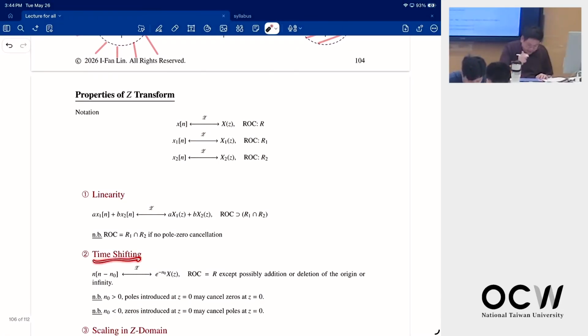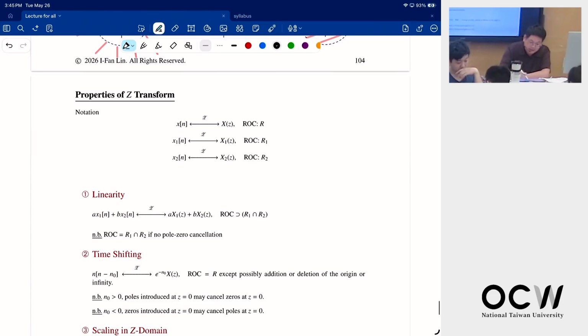And then time shifting. If I shift in the time domain by n naught, what happens? The magnitude is the same, I just have a phase shift. So the region of convergence is still R, but we may have additional deletion of the origin or infinity. For the time shift, you can think about it because the Z transform is like a Z polynomial. It's easier if you draw it.